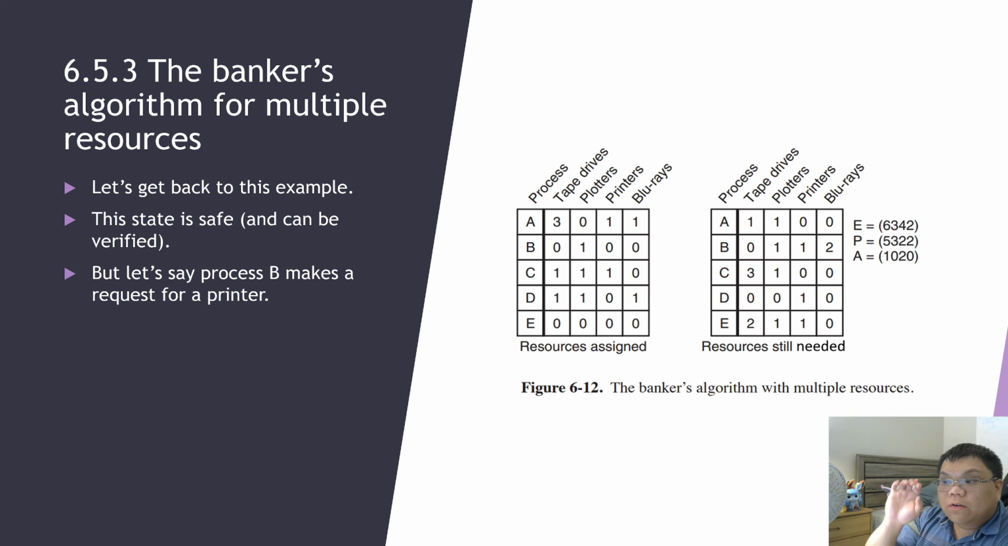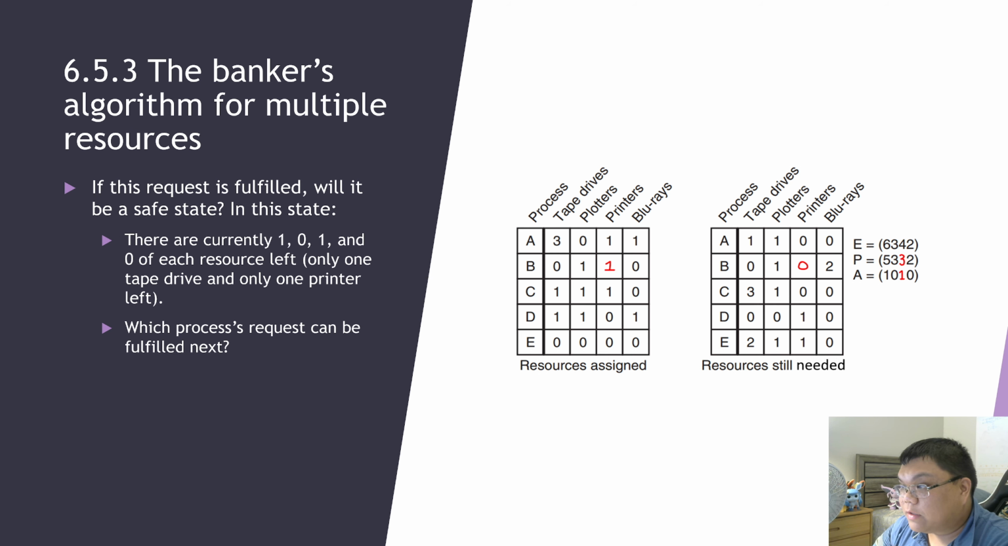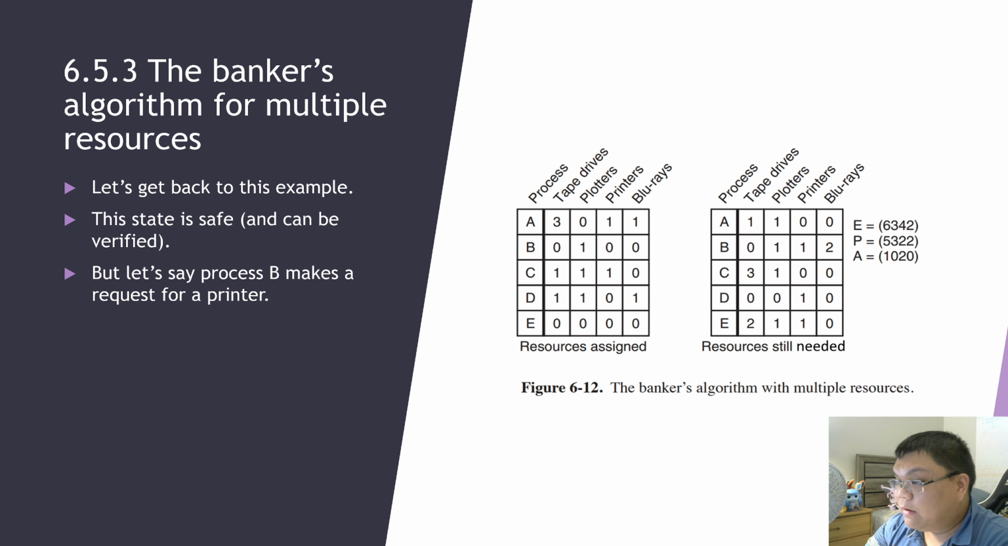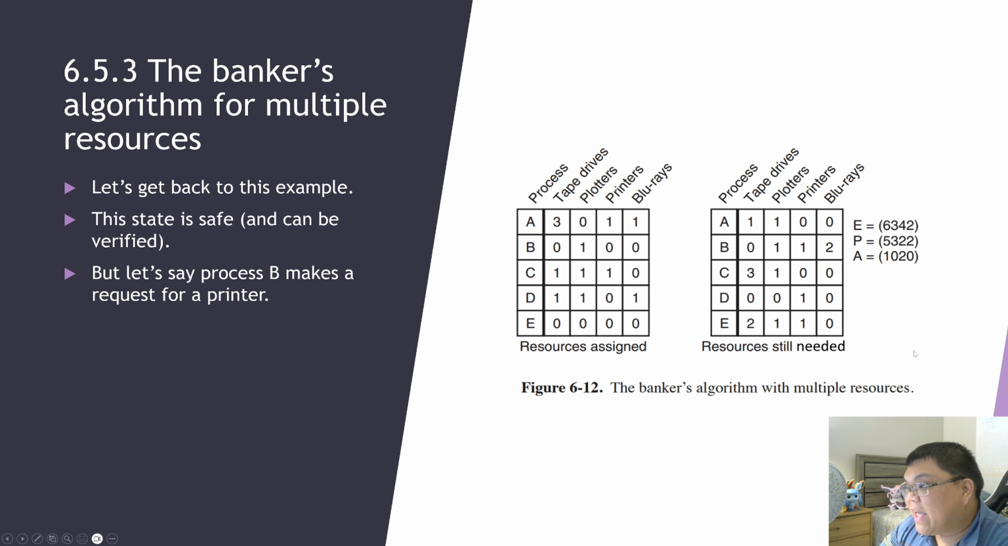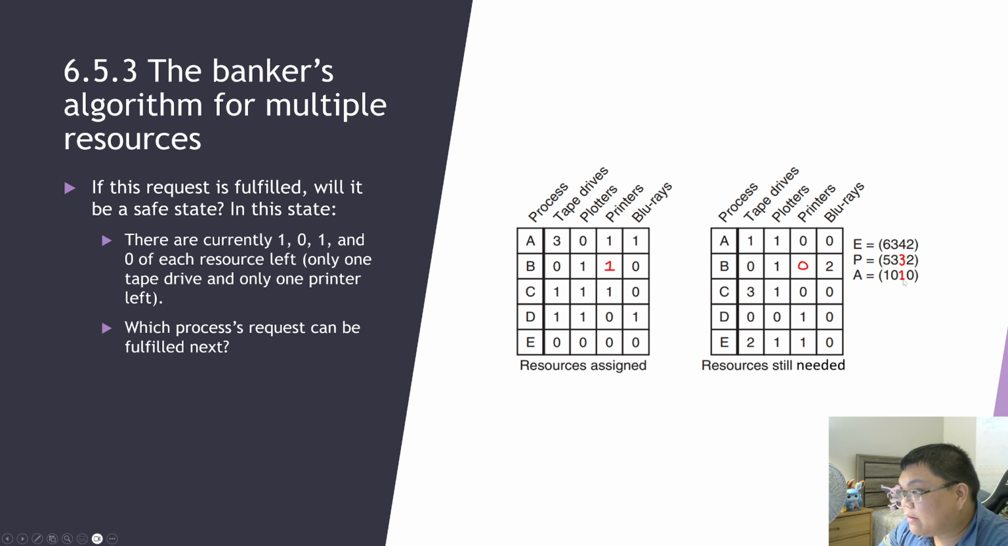Let's try it out. I'll leave it as an exercise to you to verify that this state is safe, but it is. This state is safe. But let's say process B makes a request for the printer. Is this a safe state? So, this is the current state, and this is the state of the system if we grant process B the request for a printer. That means we previously had 2 printers available, now there's only 1 printer left. It also means we only have 1 tape drive and only 1 printer left.